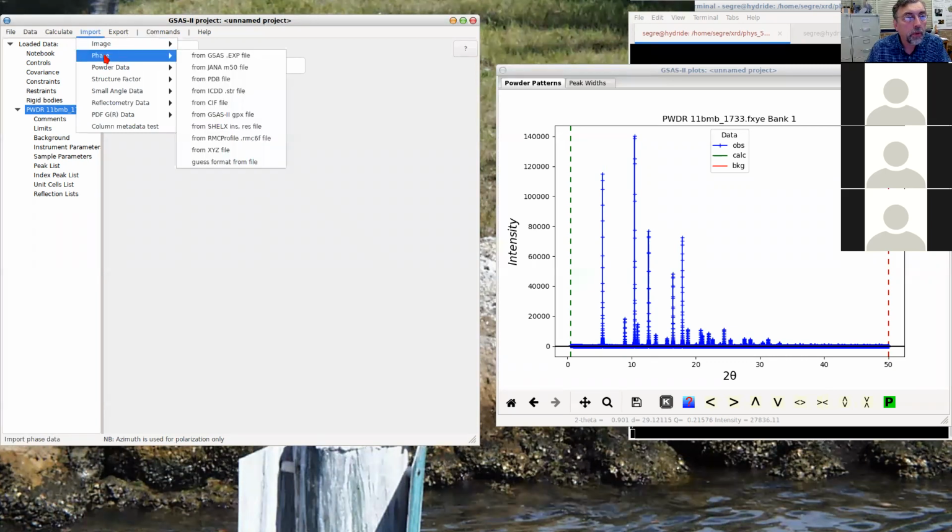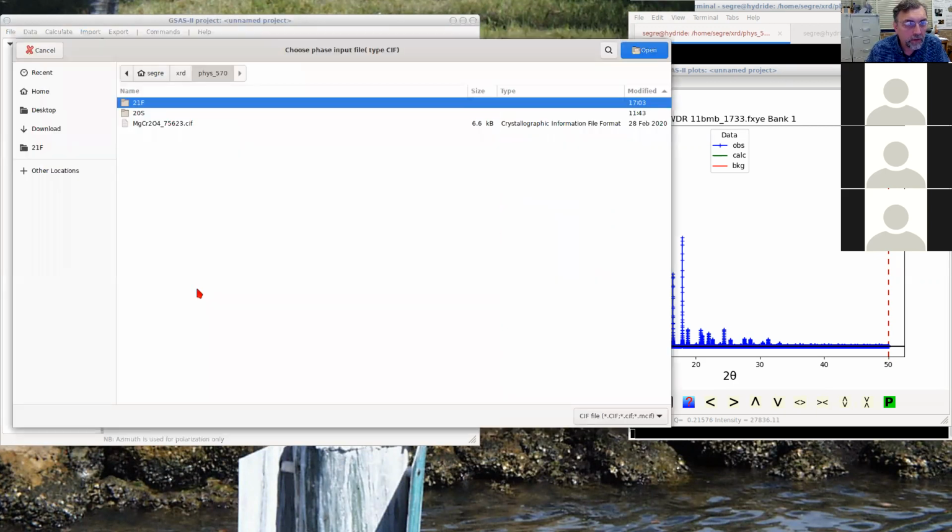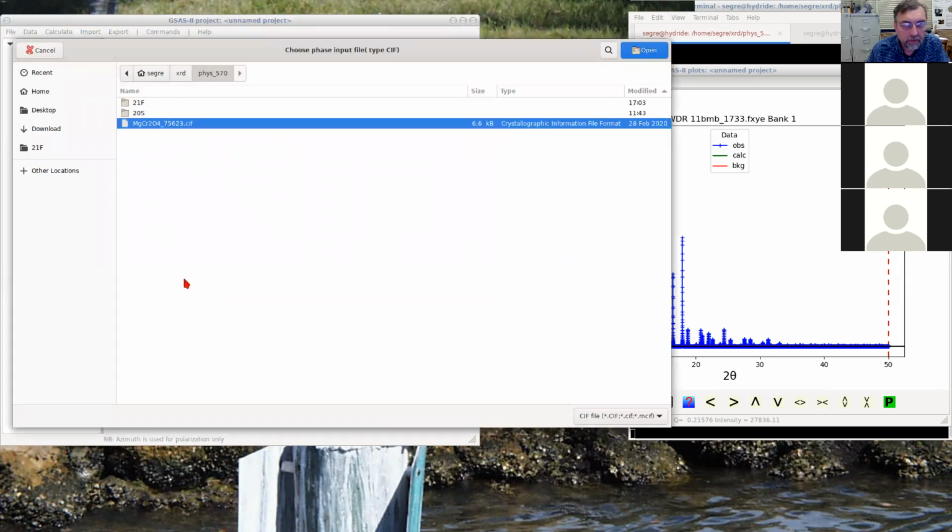So when I want to import a structure from a CIF file, a crystallographic information file, I can import it from a previous old style GSAS refinement, I can import it from a new style GSAS refinement, or I can import it from a CIF file or any number of other things. Or I can guess the format from the file. But I want to get a CIF file, makes it easier.